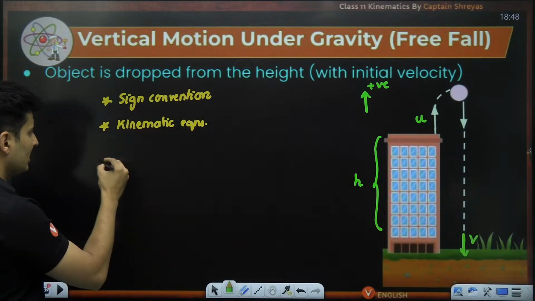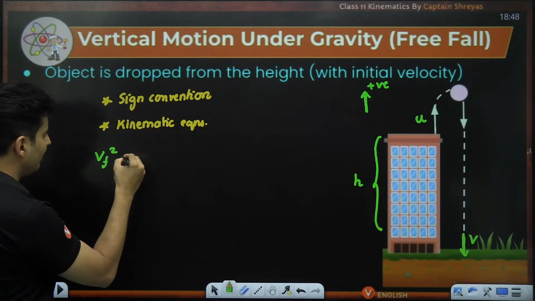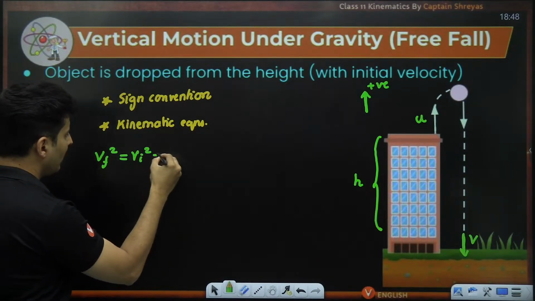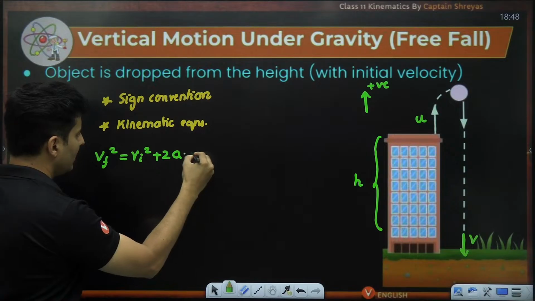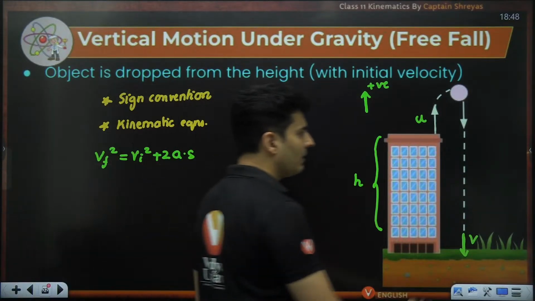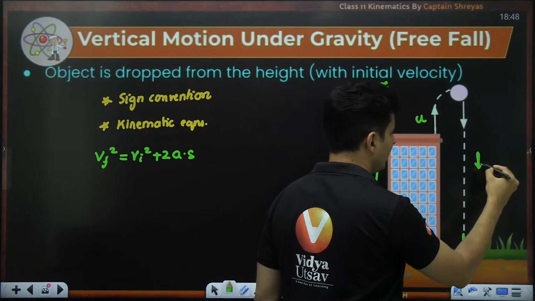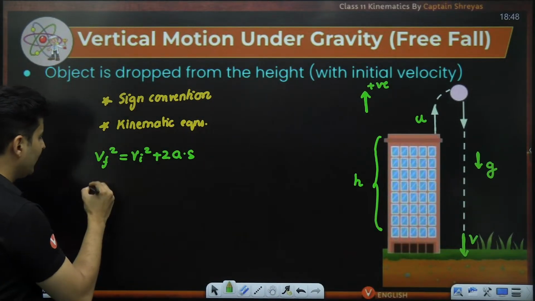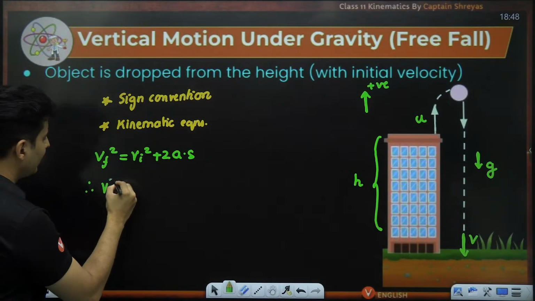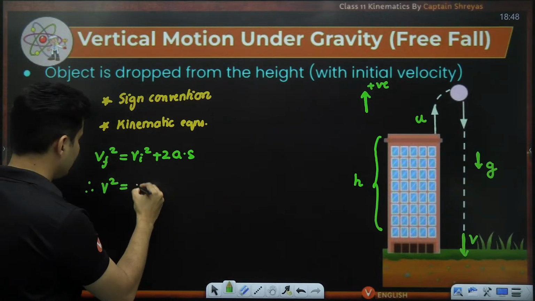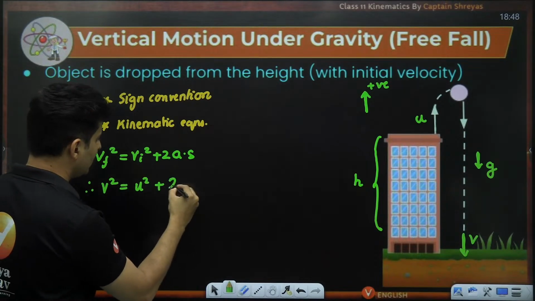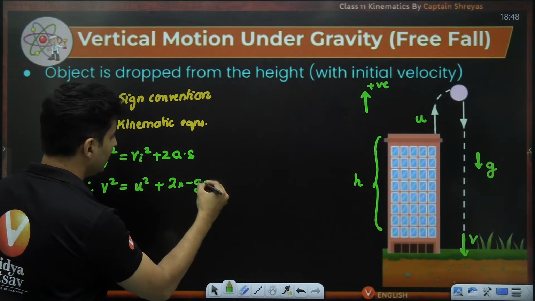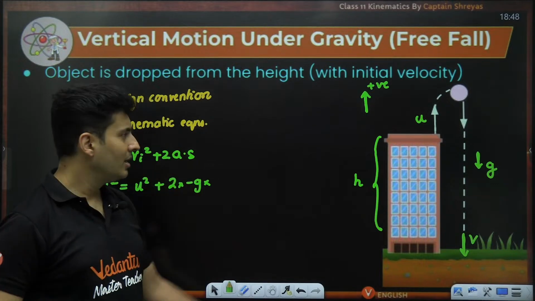So if you use the third kinematic equation, which is Vf square is V initial square plus 2 into acceleration into displacement. Keep in mind, acceleration is downwards, which is like this. So it will be negative. Final velocity is V. Initial velocity is U. Acceleration is negative g.